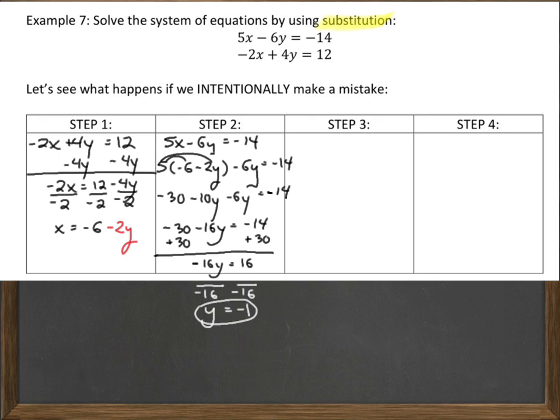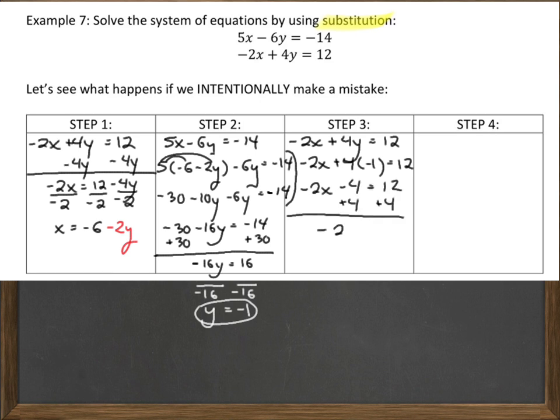In step 3, I can pick either equation, it doesn't matter which, and put negative 1 in for y to solve for x. I would like to use negative 2x plus 4y is equal to 12. So negative 2x plus 4 times negative 1 is equal to 12. So we have negative 2x minus 4 is equal to 12. I'm going to add 4 to both sides, so we get negative 2x is equal to 16. Divide both sides by negative 2, and that gives us x equals negative 8.